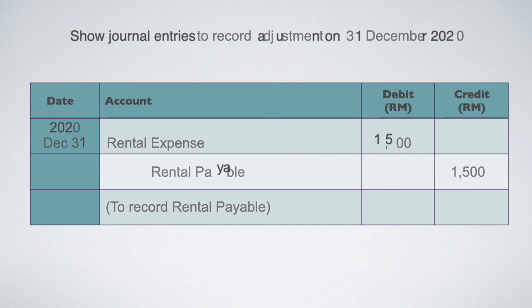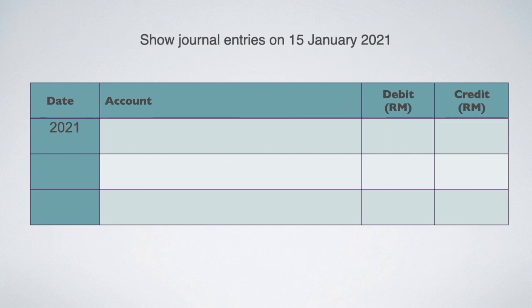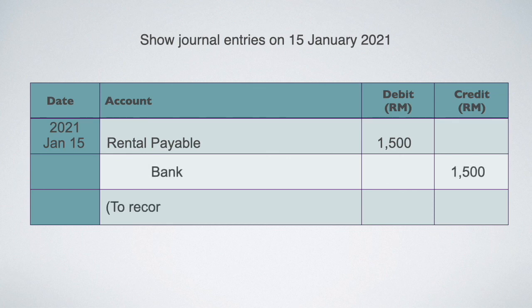Okay, so for the next recording, when the rental expenses you bayar pada 15 January, okay, you will reduce the rental payable, then you will debit that number, okay, 1,500. So liability berkurang dekat debit, okay, dan you bayar dengan bank 1,500. Okay, habislah.